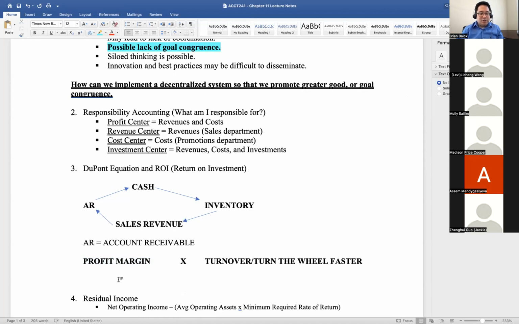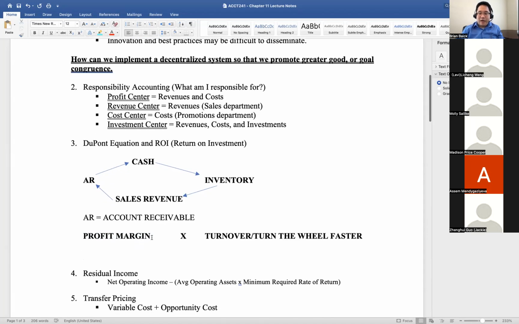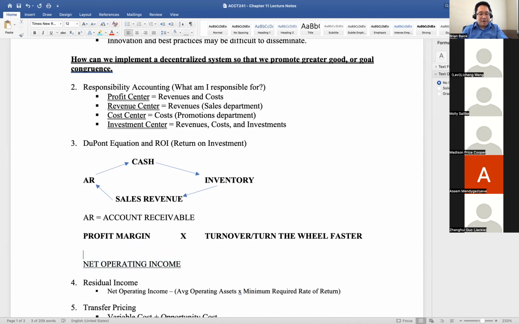Okay, so two ways to make a lot of money: every time you turn the wheel, you get a lot of profit, or you just spin the wheel very quickly. Profit margin is net operating income, like how much profit you make compared to how much you sell.